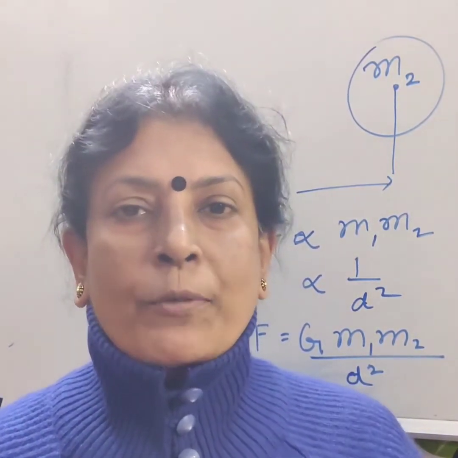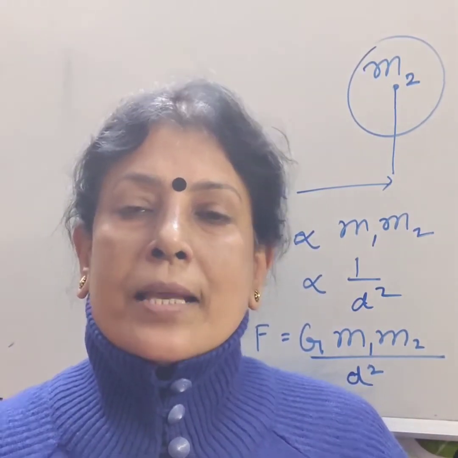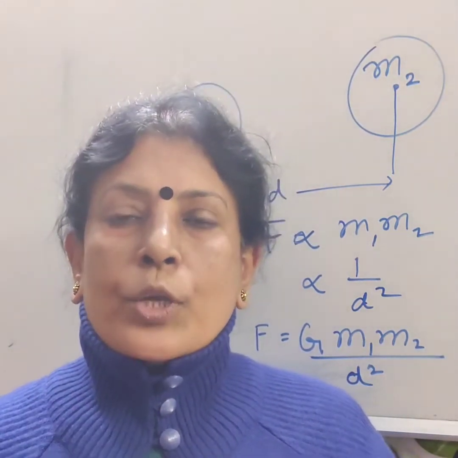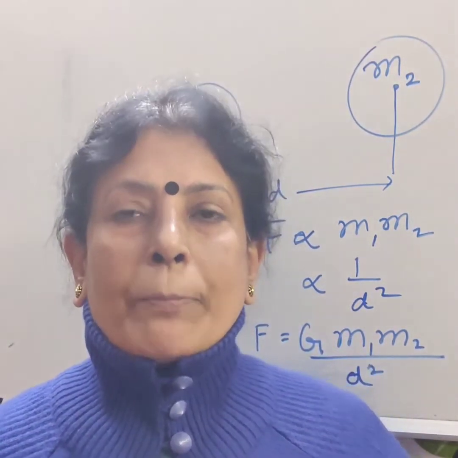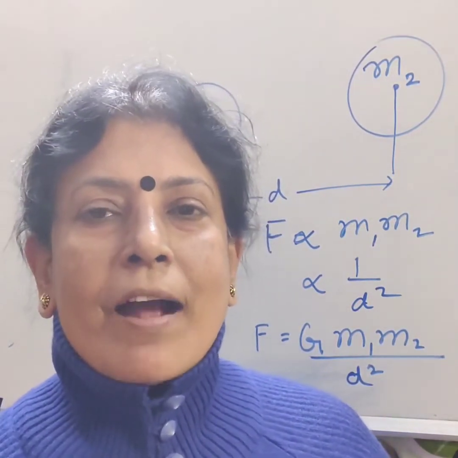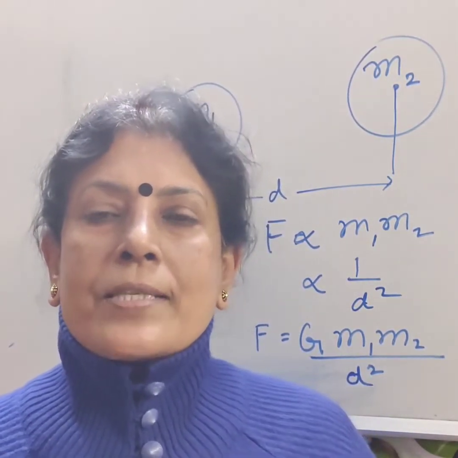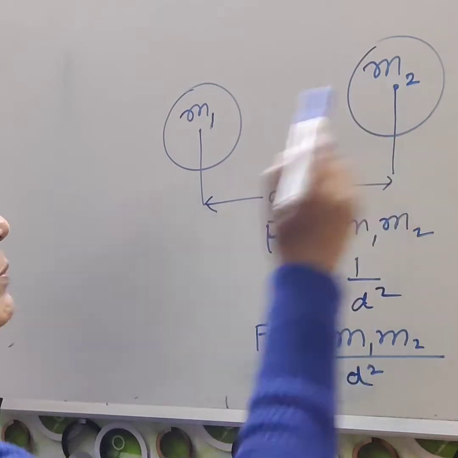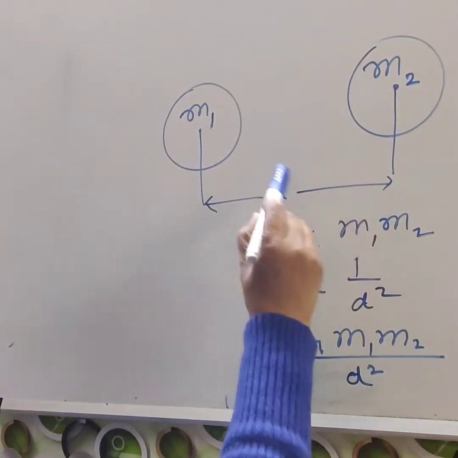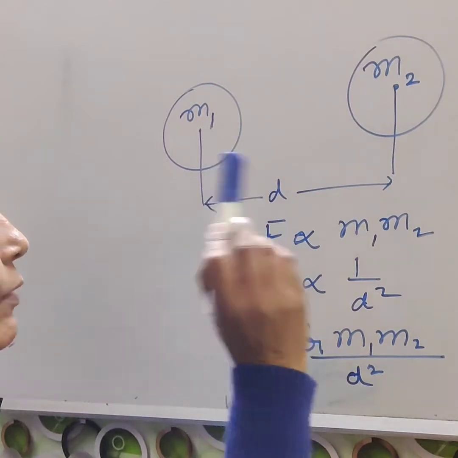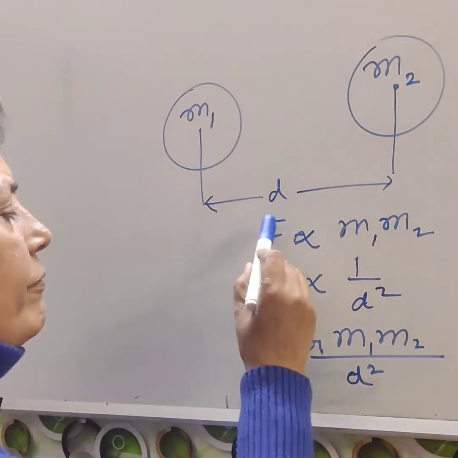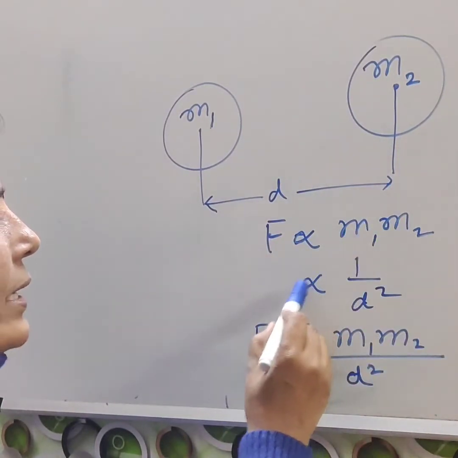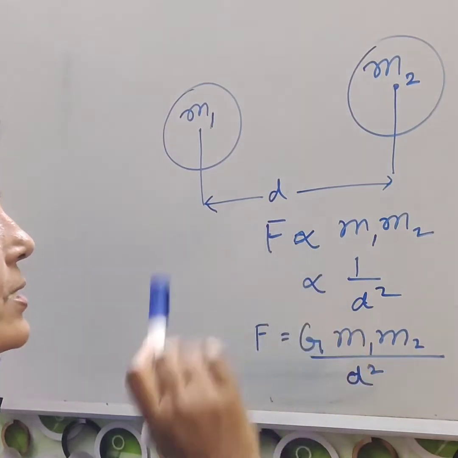According to the universal law of gravitation, in our universe, every object attracts every other object by an amount of force which is directly proportional to the product of their masses and inversely proportional to the square of the distance between them. So, if two objects having masses m1 and m2 are kept at a distance d between them, then according to the universal law of gravitation, the gravitational force is directly proportional to m1 into m2 and inversely proportional to the square of the distance between them.